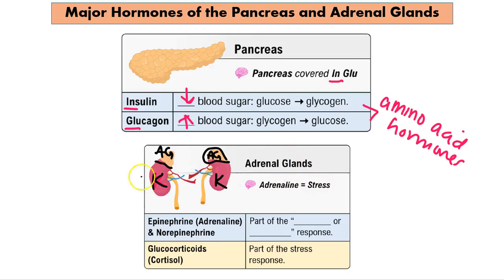Now, adrenal glands, again, they're endocrine glands, but if you want to remember them, you can say adrenaline equals stress. And that kind of encompasses all the different hormones that we're going to focus on for the adrenal glands. So first, we have epinephrine, which we also call adrenaline, and norepinephrine. These are both going to work together and be a part of that fight or flight response.